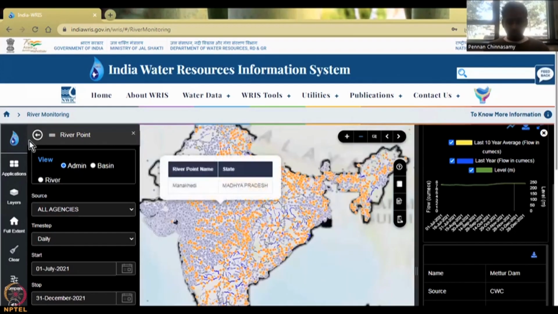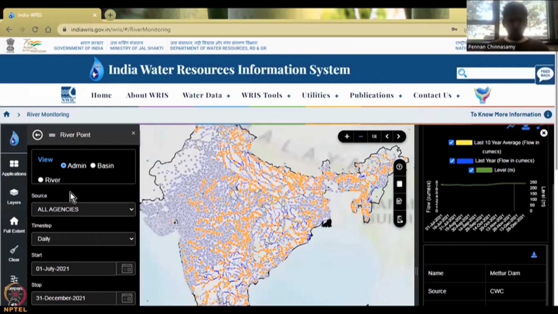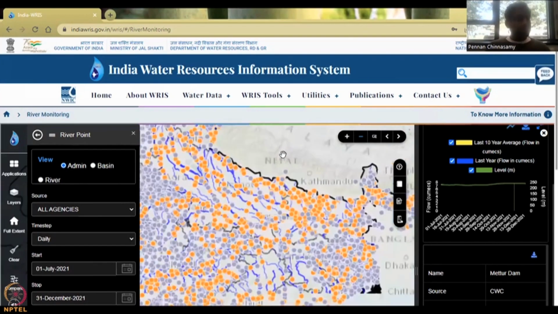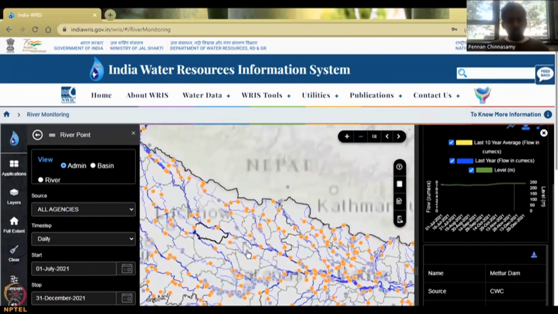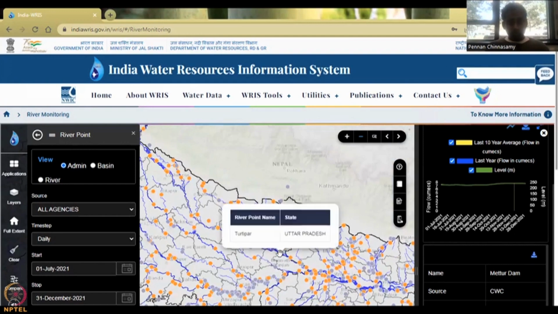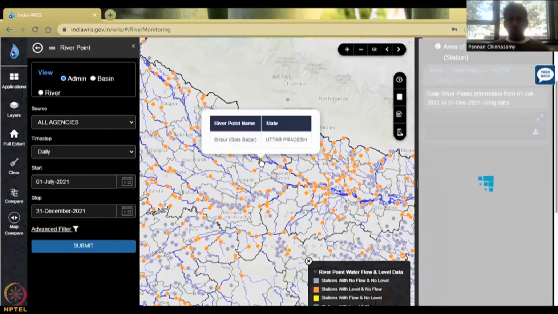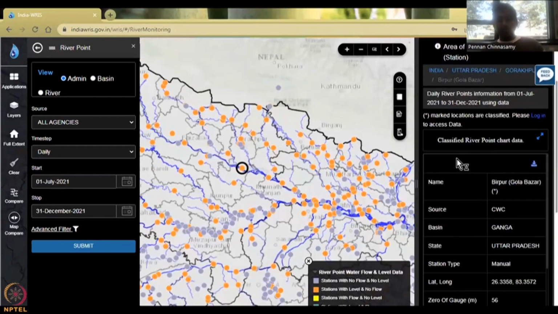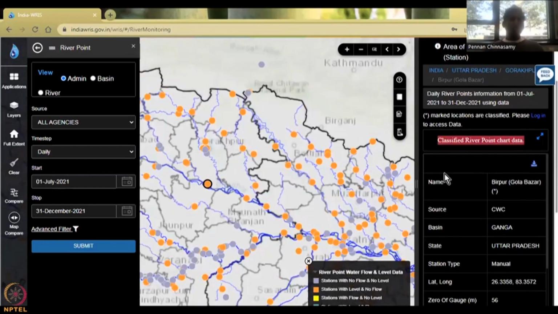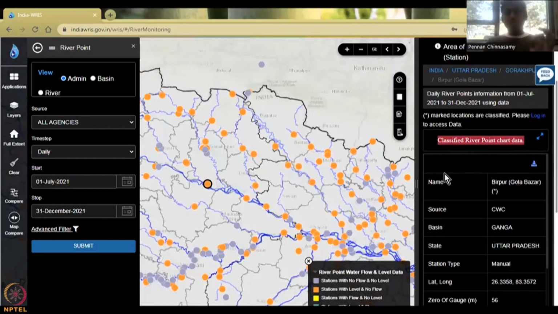So now, since we have already done this time period, you could see a lot of data that is being populated, and sometimes you will see that it is there. But for example, like this in the Ganges, you can click on one of the sites, okay, and it will tell that the data is available, but it is classified data. So this classified data means it is not available for public. It is a sensitive data.